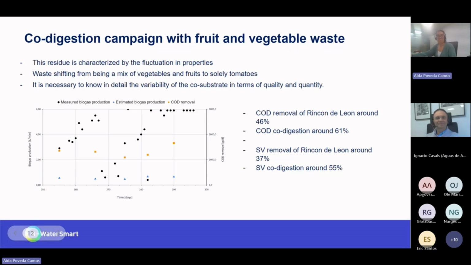Okay, finally, we executed a co-digestion campaign with fruit and vegetable waste. This campaign was marked by the variability of the co-substrate, which made it difficult to characterize. Regardless, biogas production data of 0.57 liter per minute was obtained, which translates into an improvement in production.